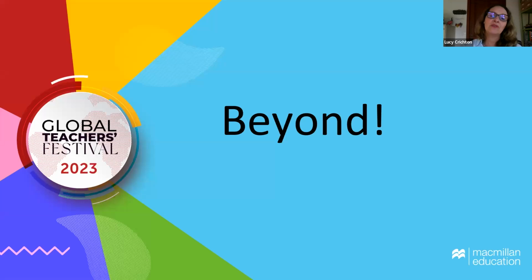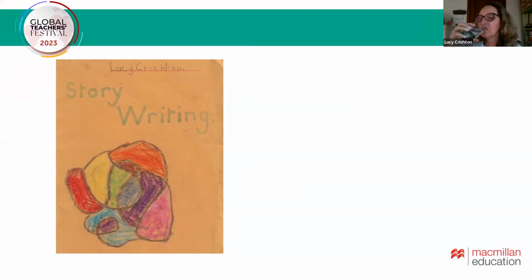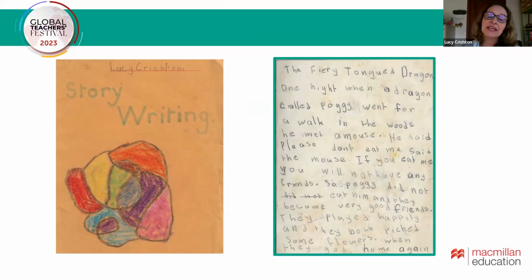And what about beyond? What other things can we do? I'm going to share with you one of my storybooks from when I was little. I was about 7 or 8, I remember. And we had this story writing book where we were able to write and draw, which for me was very pleasurable. And I'm going to show you, so you can see that there are some mistakes in the writing and that the teachers came with a pen and, you know, corrected a few things.